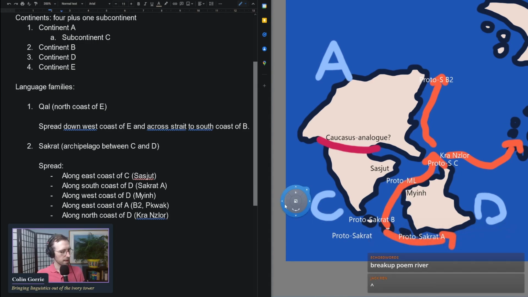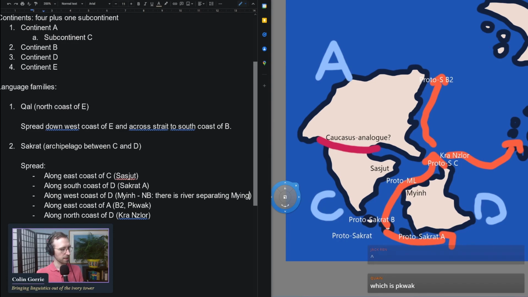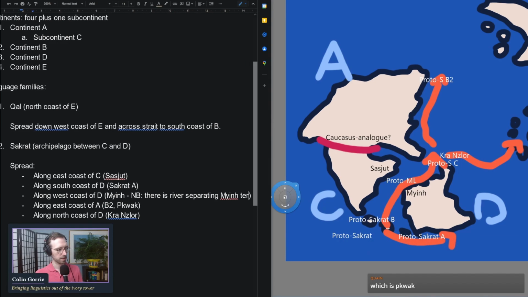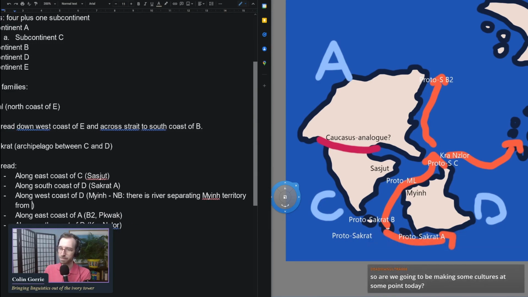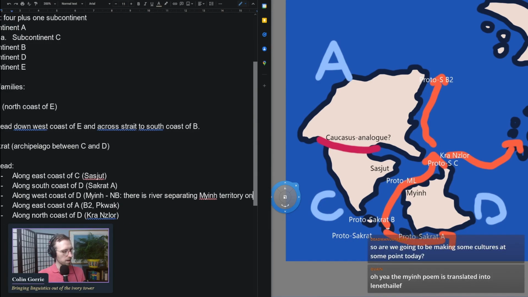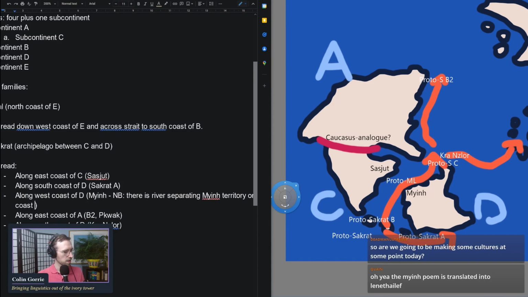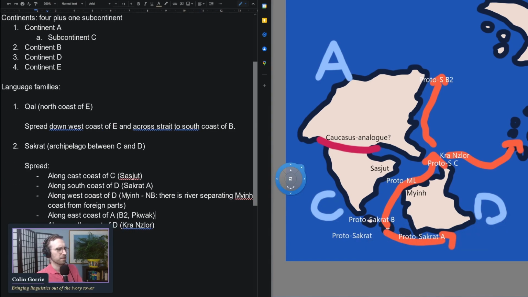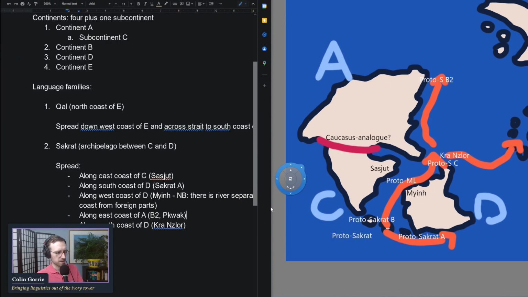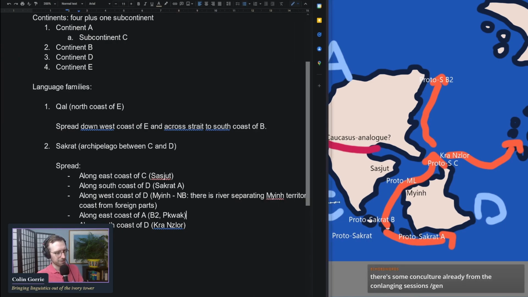Great. And we also know that we have to keep in mind there is a river, we need this for the lore, separating Ni territory from on coast from foreign parts. So it might be worth talking about what the level of technology we assume this world has in our present year.